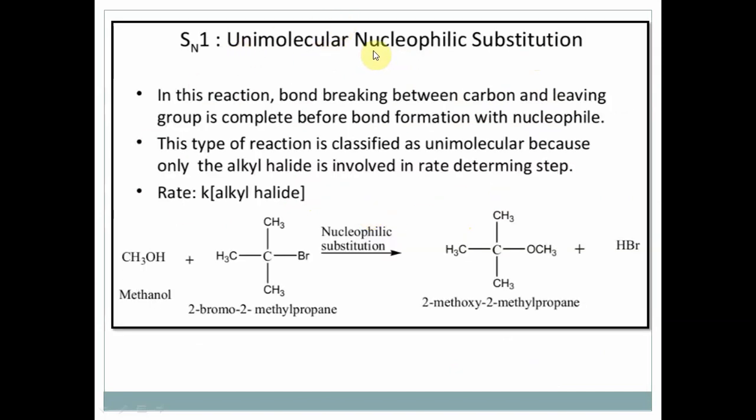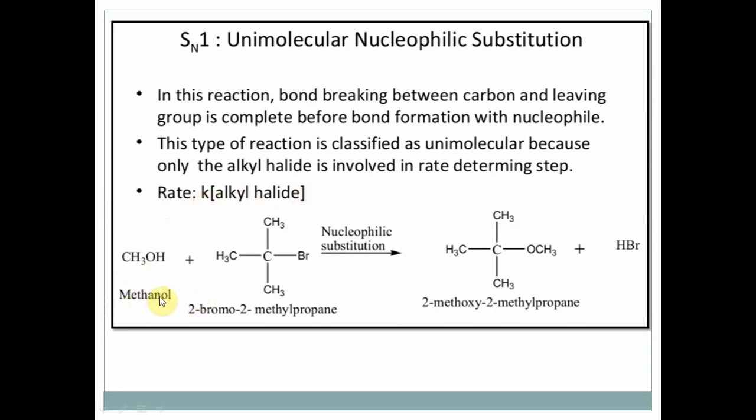SN1, or unimolecular nucleophilic substitution. In this reaction, bond breaking between carbon and the leaving group is completed before bond formation with the nucleophile. This type of reaction is classified as unimolecular because only the alkyl halide is involved in the rate determining step. Okay, the rate depends only on the alkyl halide.